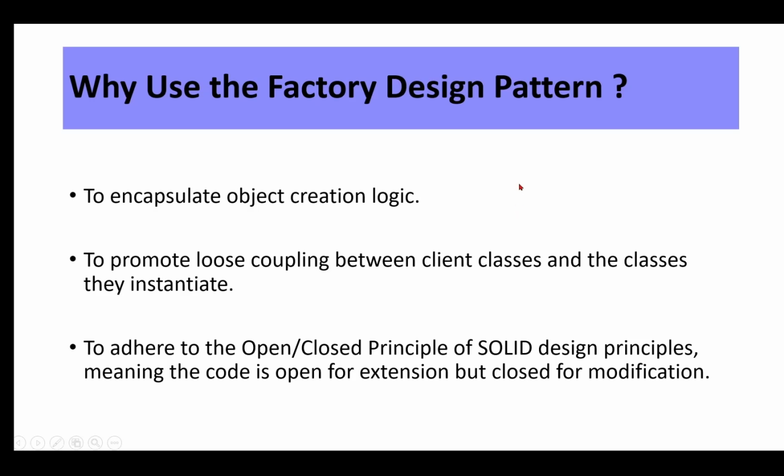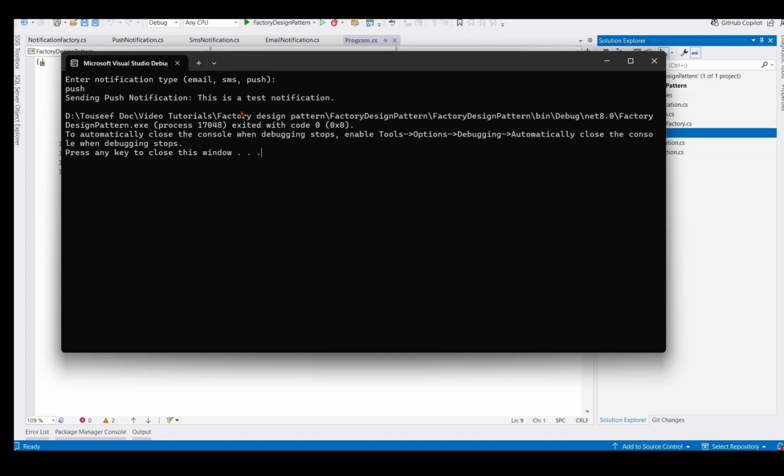Okay, now we have covered the factory design pattern. So you must have an idea why we use the factory design pattern: to encapsulate object creation logic, right? And to promote loose coupling between client classes and the classes they instantiate, because the client now doesn't need to know which type of class it's going to create. The factory is responsible for this. And to follow the open-closed principle of the SOLID design principles, meaning the code is open for extension but closed for modification. I hope this example helped you to understand this real-world use case and its implementation.